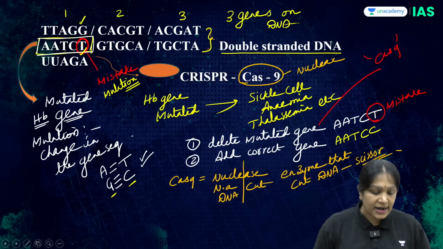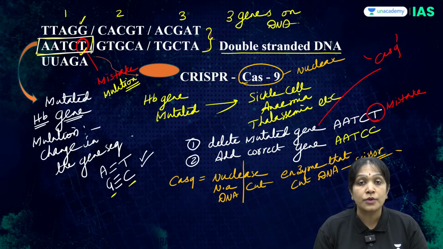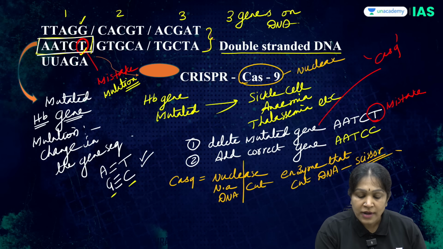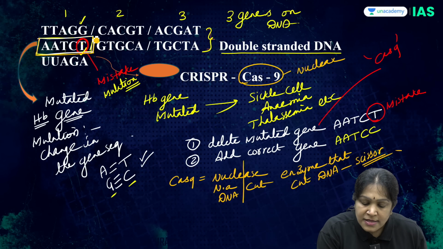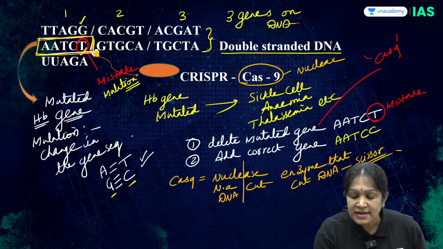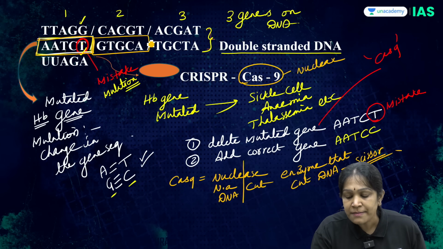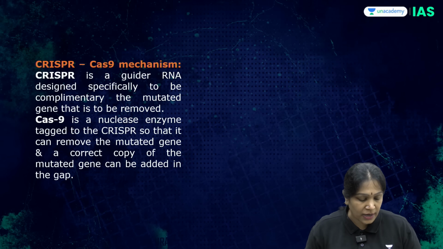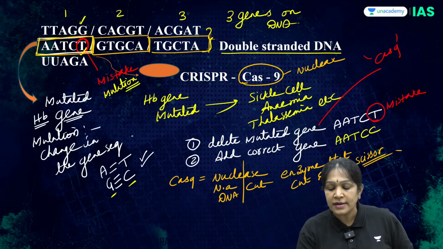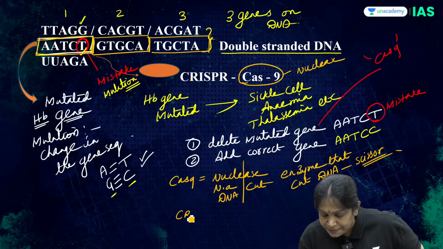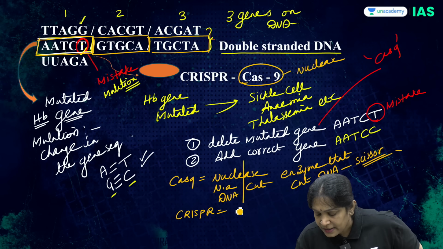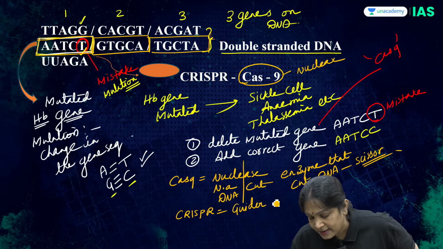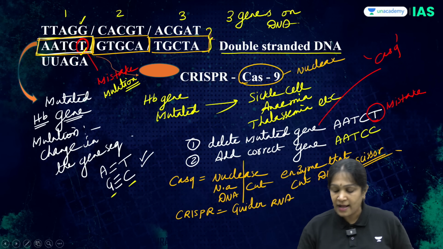So Cas9 cuts the DNA, but Cas9 does not know where to cut. We have to cut this first gene, right? So by mistake if Cas9 cuts the second gene, or the third gene, we don't want that. But Cas9 does not know where to cut. So we have another structure called CRISPR. What is CRISPR? CRISPR is a guide RNA. What do you mean by guide RNA?